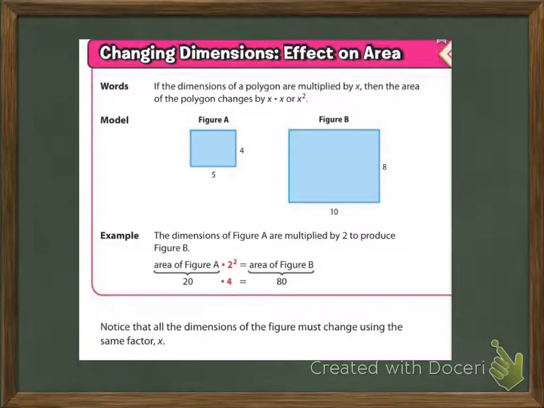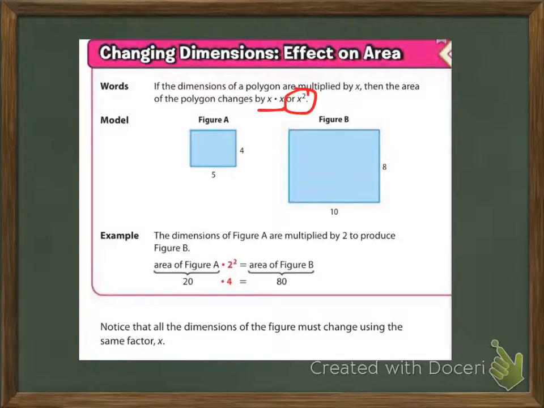All right, now as far as changing the dimensions, how it affects the area, this is another story altogether. So let's check this out. It says that if the dimensions of a polygon are multiplied by x, then the area of the polygon changes by x times x, or x squared. And that's a really big one I want you to remember.